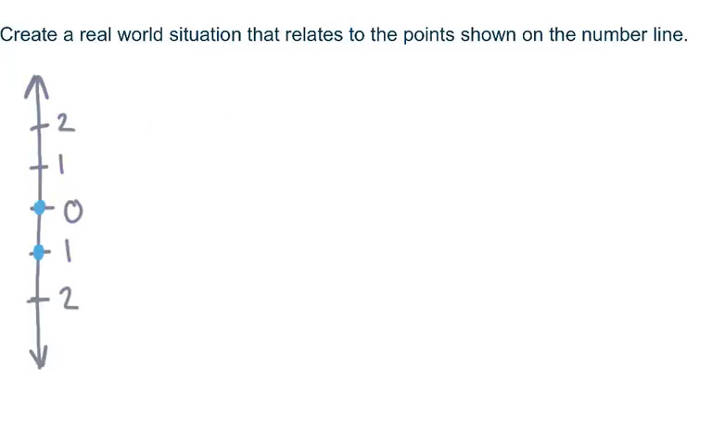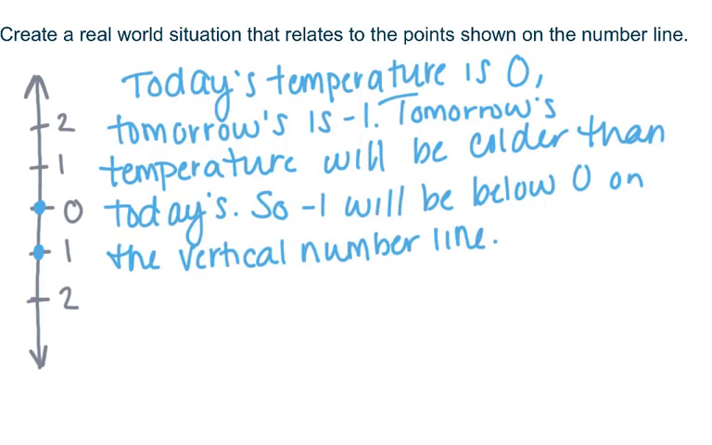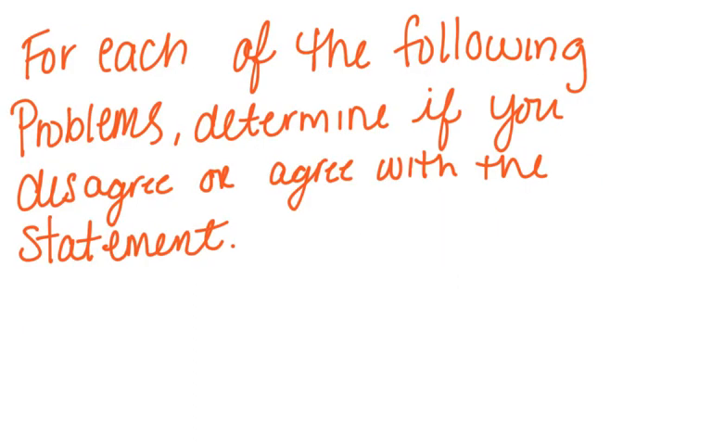Create a real-world situation that relates to the points shown on the number line. Today's temperature is 0. Tomorrow's is -1. Tomorrow's temperature will be colder than today's, so -1 will be below 0 on the vertical number line. For each of the following problems, determine if you disagree or agree with the statement.